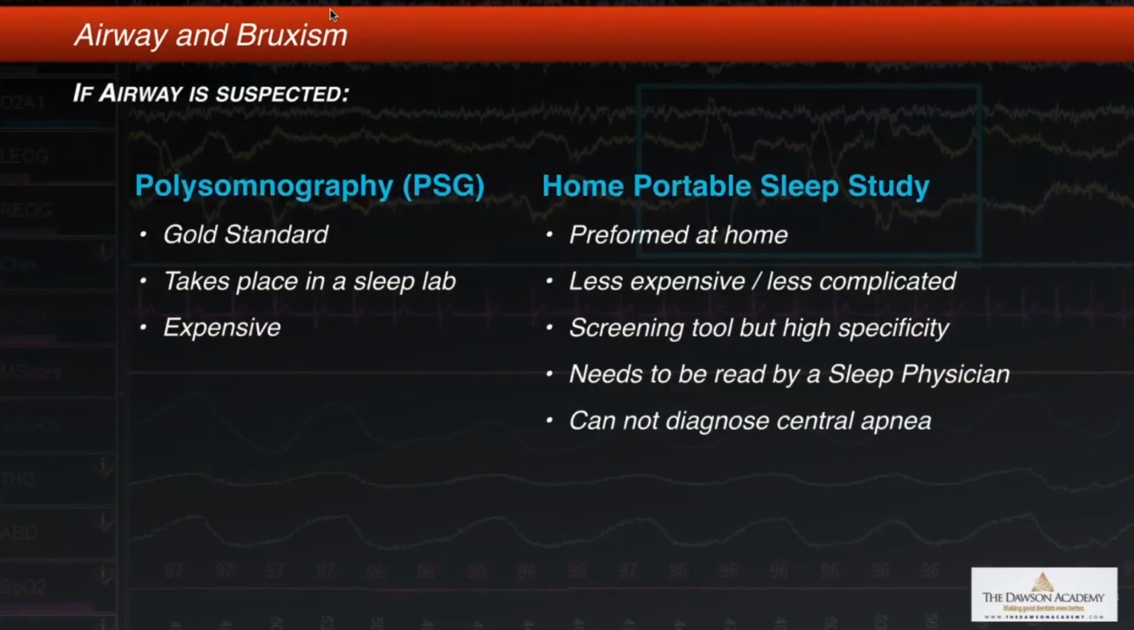It's going to be in a sleep lab. It's going to be on the medical side of things. It's certainly more expensive, but you can refer those patients out to a primary care physician, an ENT, or a sleep center, however you want to do it.